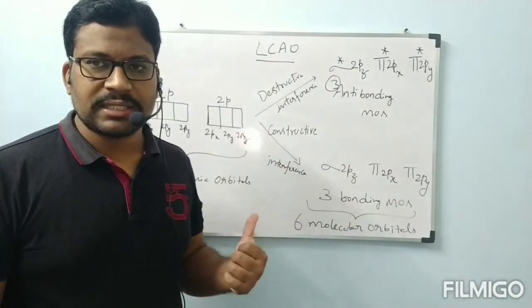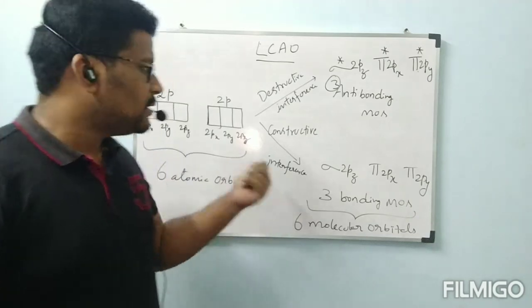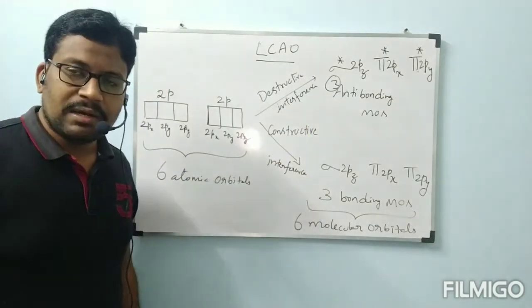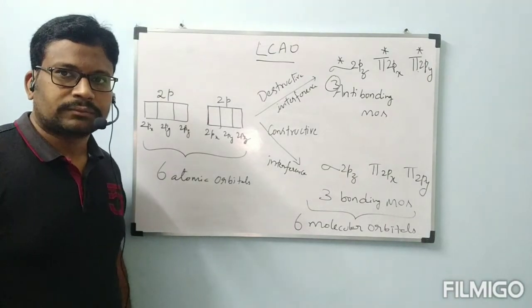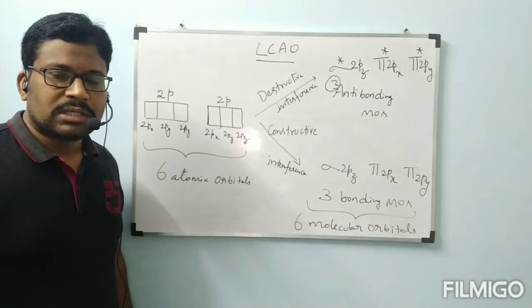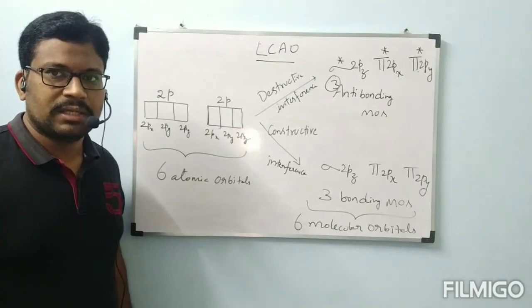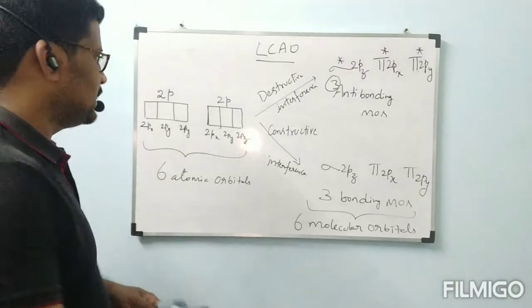Note down all these things: 1s and 1s combination, 2s and 2s combination, 2p and 2p combination, neatly in your classwork, all of you. After completion of this, we will go to some more points in molecular orbital theory. After that, we will see examples.